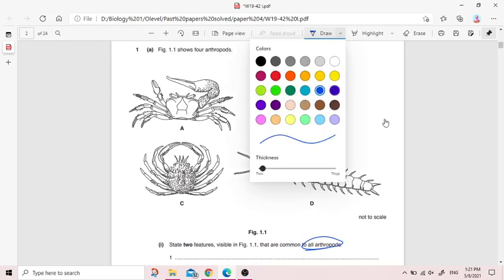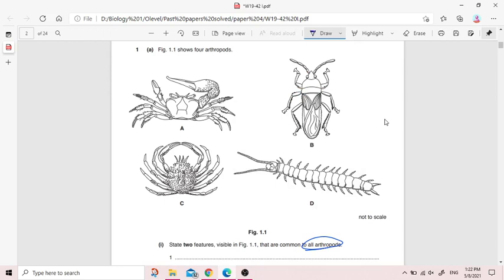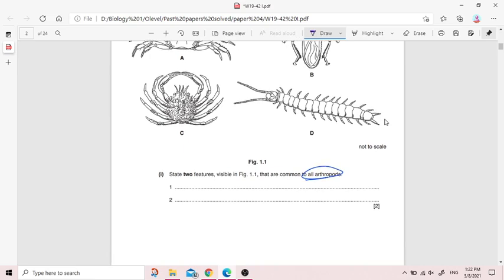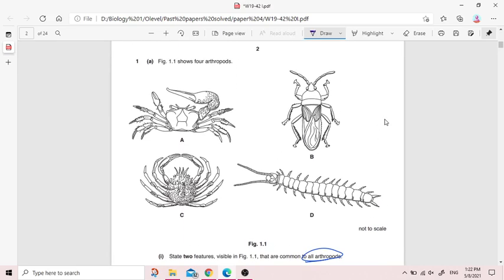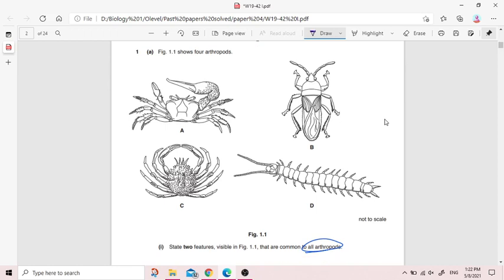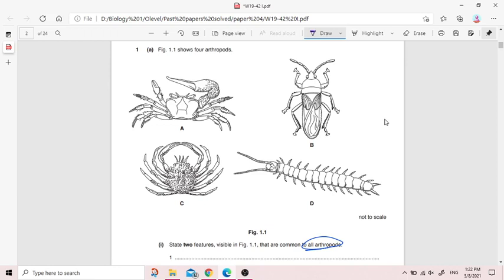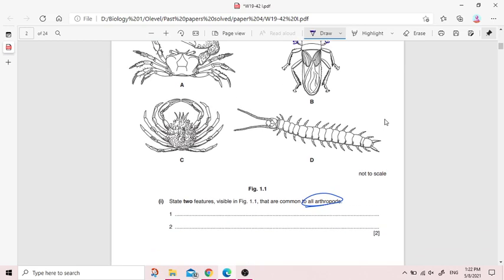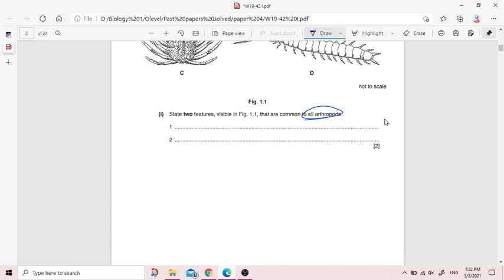ايه features اللي موجودة in all arthropods؟ يعني common بالنسبة للإنسكتس arachnids crustacean. ايه الحاجات اللي موجودة in all؟ عندي 3 features. أول حاجة segmented body. The body is divided into parts. Number 2 عندي exoskeleton إن there is an external skeleton كده. Number 3 إن أنا عندي jointed legs. legs في joints هنا وهنا that allows the legs to move.